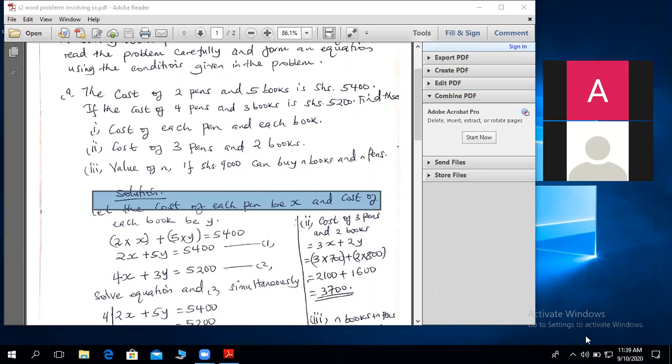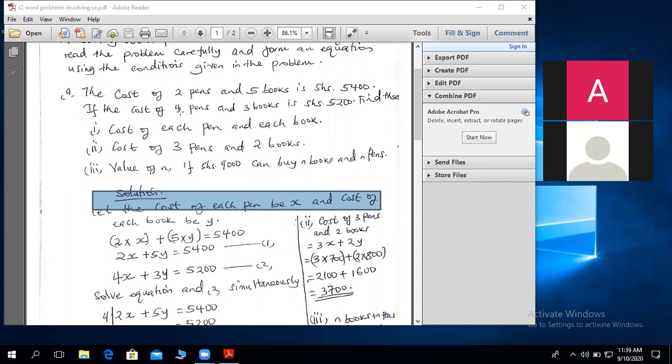So the cost of the pens plus the cost of the books gives you 5,400 from the question. The cost of 2 pens and 5 books is 5,400. That's what it means. So this becomes my equation 1 that I have formed. Please make sure that you understand this.